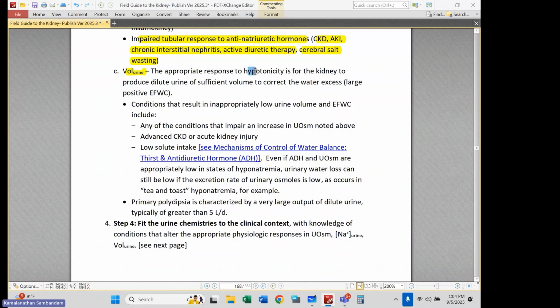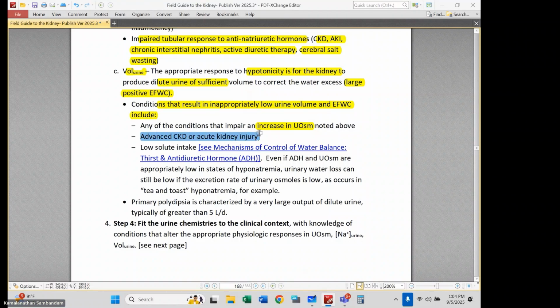The normal response to hypotonicity is to make a relatively large volume of dilute urine, okay? Positive free water clearance. Individuals who might have a low urine volume and low electrolyte free water clearance include anything that causes a concentrated urine, right? So those would cause a low urine volume. If I have concentrated urine, that is a high urine osmolality.